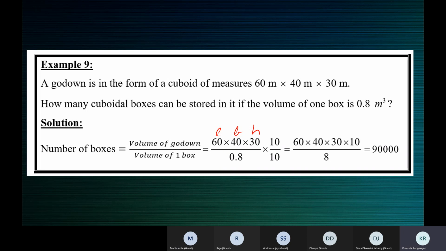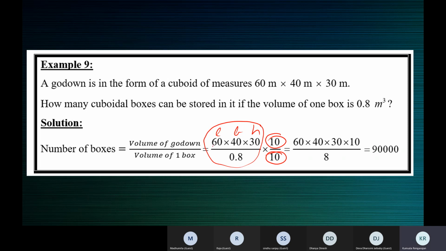So the volume is given straight away. Substitute that value 0.8. Now, y into 10? Why we have done this is to get rid of the decimal point. 0.8, no? We want to get rid of this decimal point. So we multiply the numerator and denominator by 10. See, the formula substitution ends here.